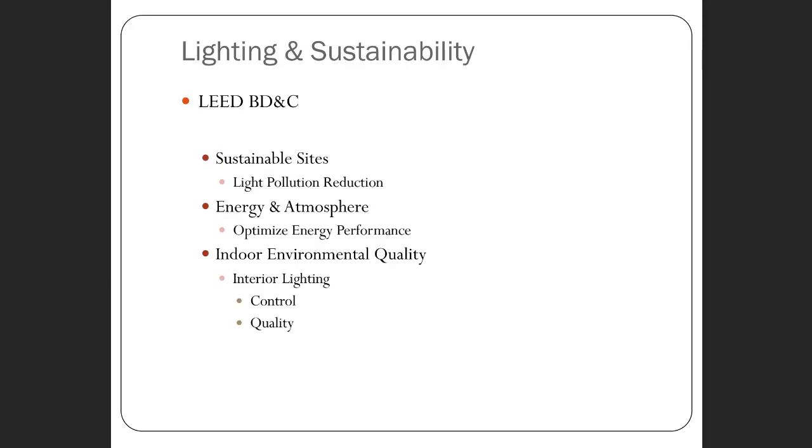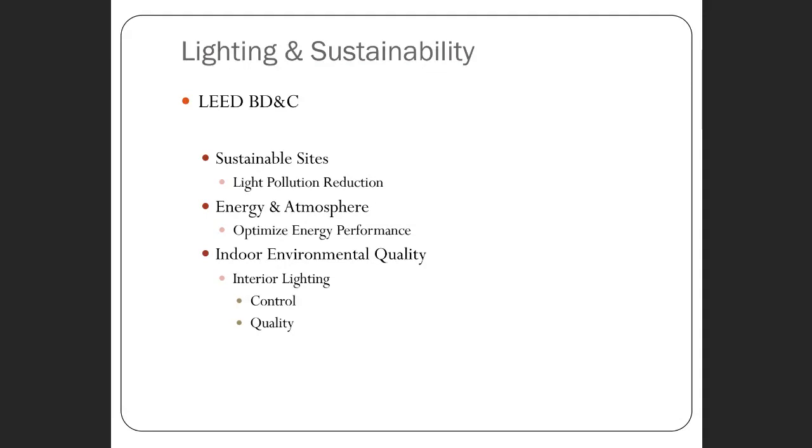So again, getting back to LEED, since we're talking about the BD&C, or building design and construction LEED standard, there are going to be things related to lighting in sustainable sites, right? There'll be a credit for light pollution reduction, so applying that BUG rating we just saw a few minutes ago. The LEED rating system will point you in the direction of thoughtfully applying good, high quality lighting design.